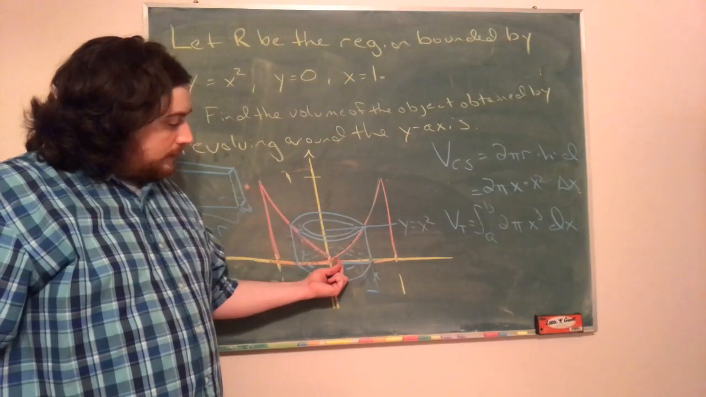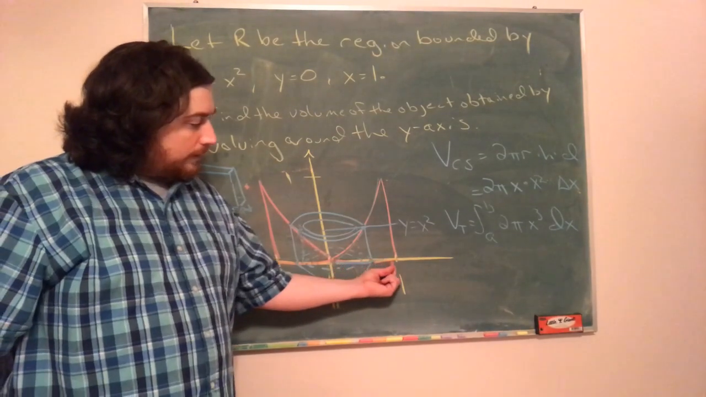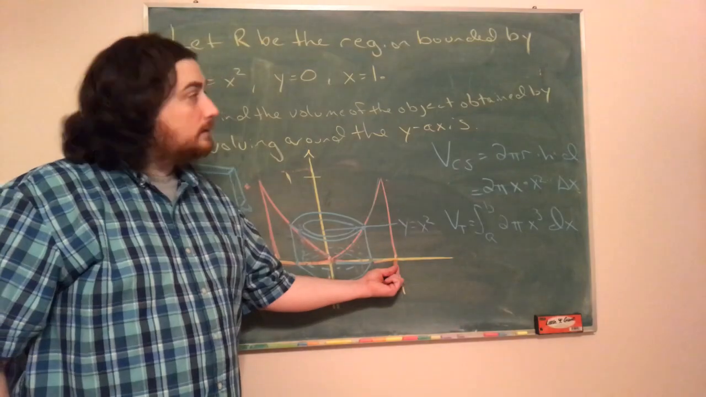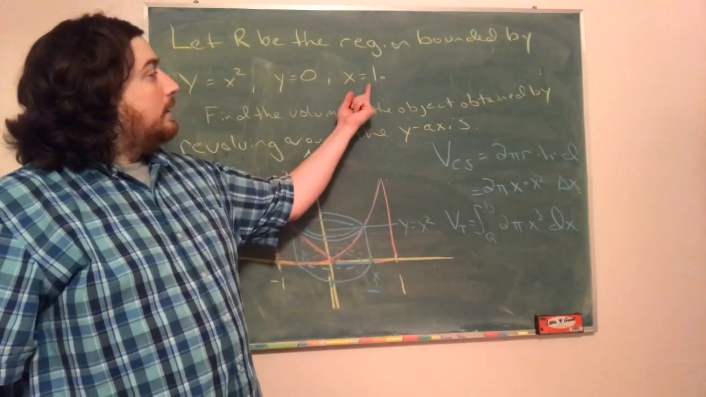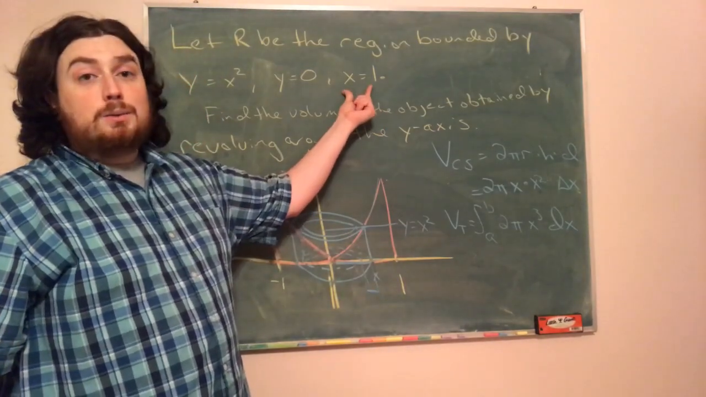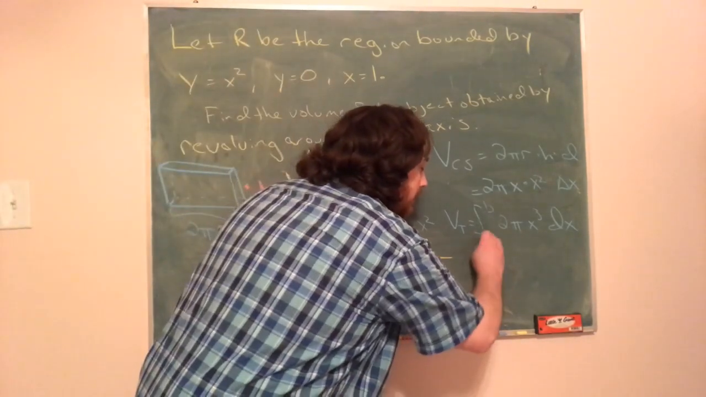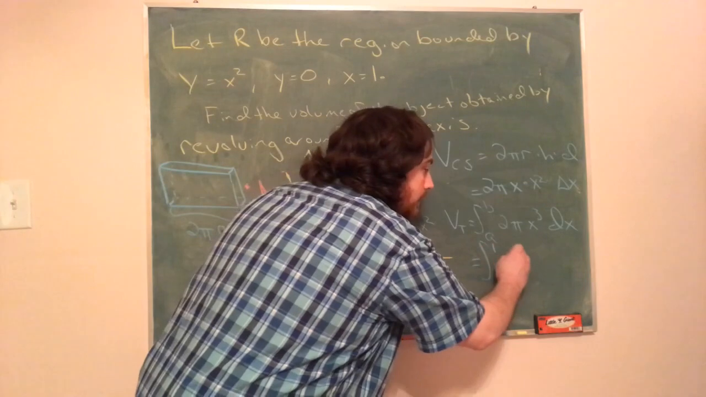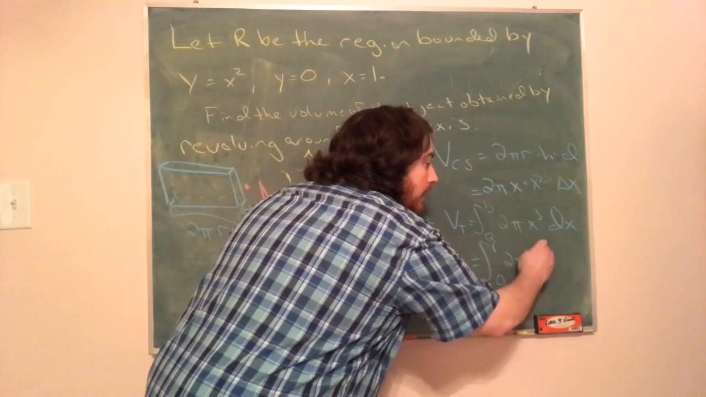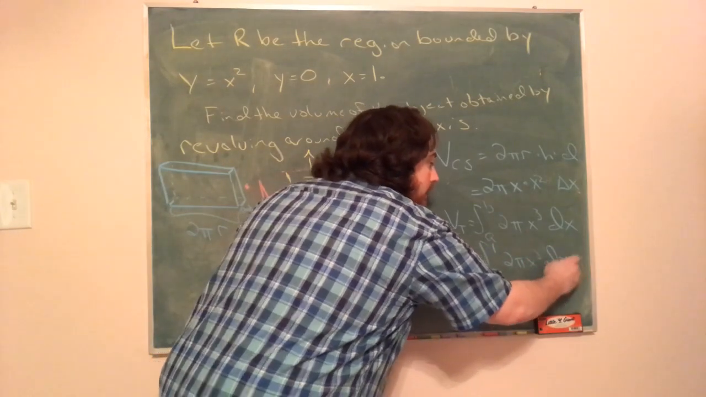Then we're going to let these get bigger and bigger and bigger until we get all the way out to this outer bound. And this problem actually tells us that the outer edge is going to be at x equals 1. So for this, our total volume is going to be the integral from 0 to 1 of 2 pi x cubed dx.